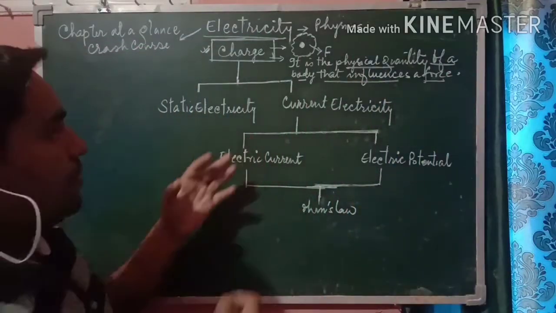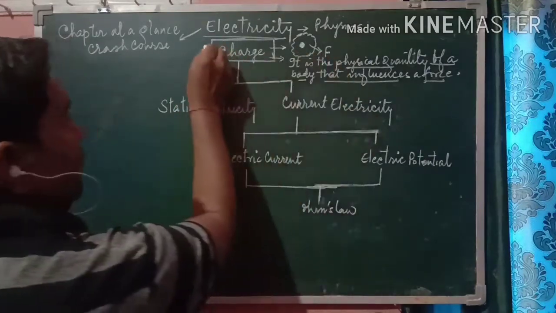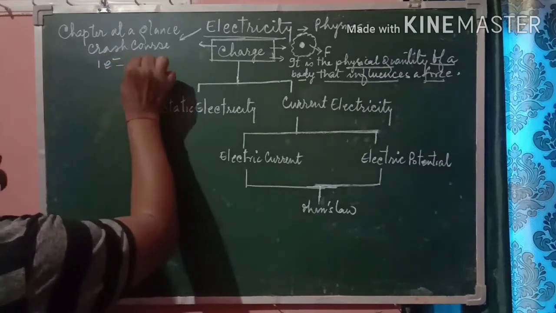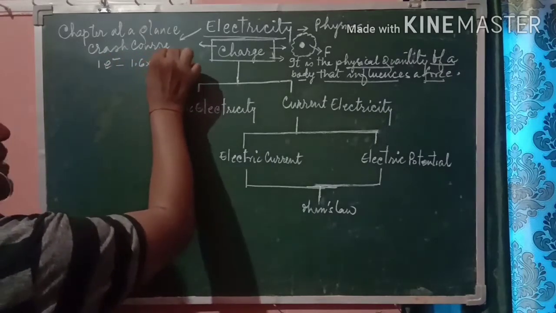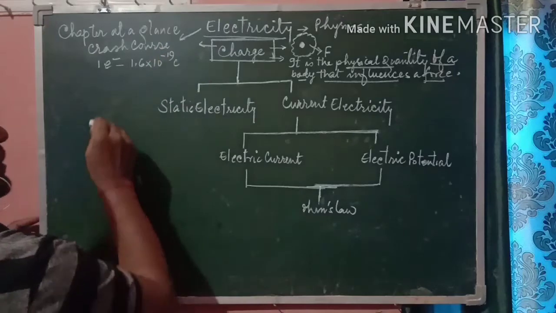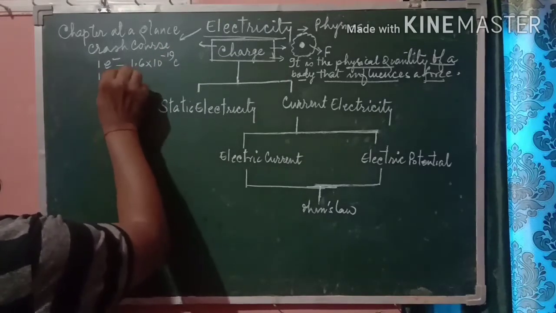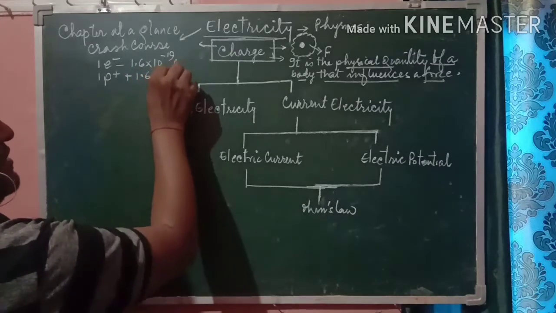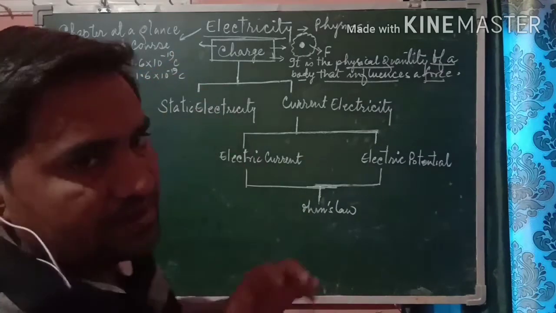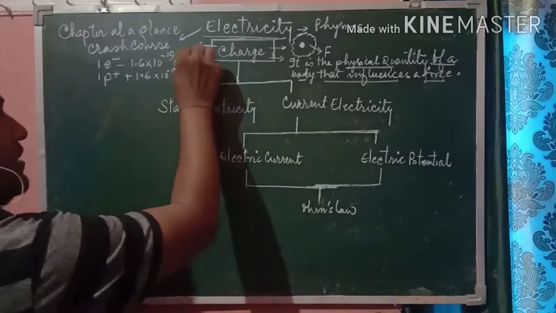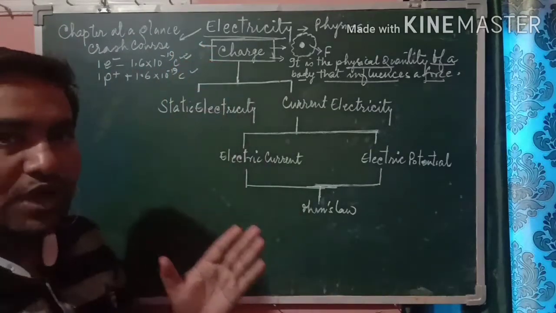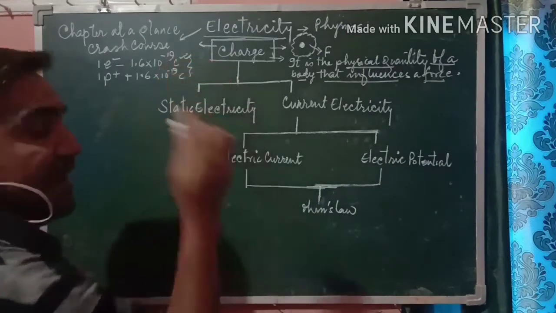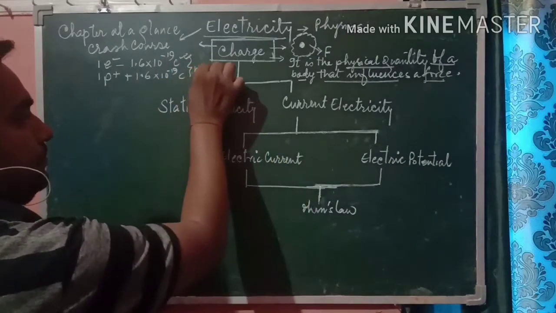Okay, so on one electron, the charge is 1.6 into 10 to the power minus 19 coulomb, and in one proton the charge is 1.6 into 10 to the power minus 19 coulomb. Since the charges of electron and proton are equal, any substance or atom is neutral.